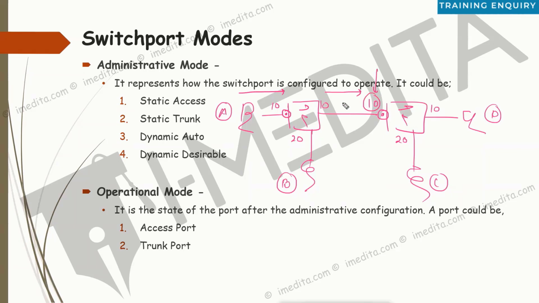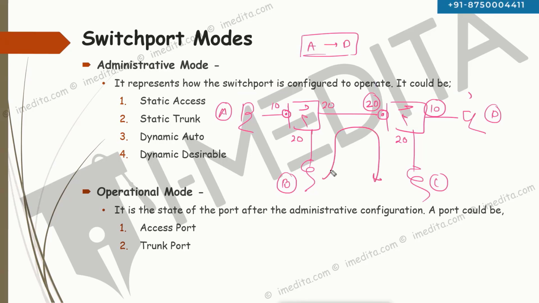Why? Because the port on which traffic is received is in VLAN 10, and the traffic will be sent out of the ports in VLAN 10. So it's more like a VLAN 10 broadcast domain. So A and D will be able to communicate with each other. If I configure VLAN 20 here, then which two devices will be able to communicate with each other? It will be B and C. B and C will be able to communicate with each other in this case.